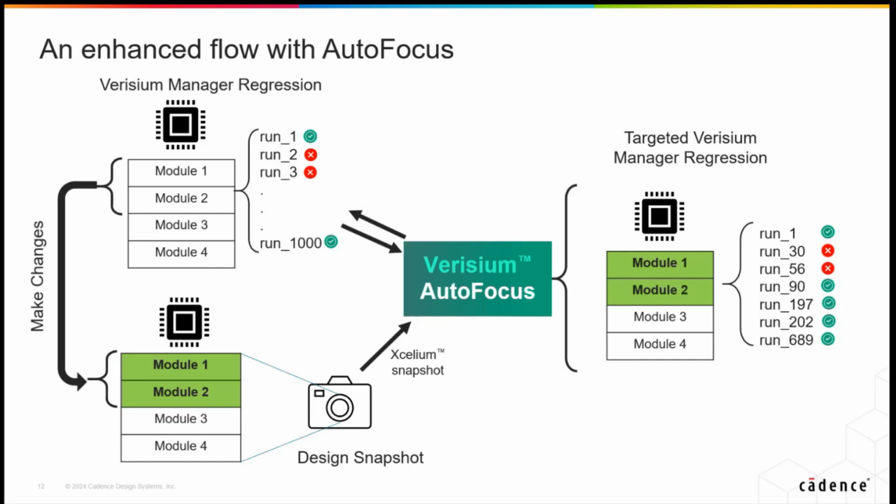What Autofocus can do is understand, basically it learns as you run your regressions, which tests impact those modules, potentially which cover groups and which constrained random variables are related to those modules. It gets all this information, and then it can use that to build its own targeted regression. So with this, I can say, I've changed this code. Instead of building a special regression where someone has to manually figure out which tests are the right ones to run, I can just tell the tool I'm really interested in these, go and do it.